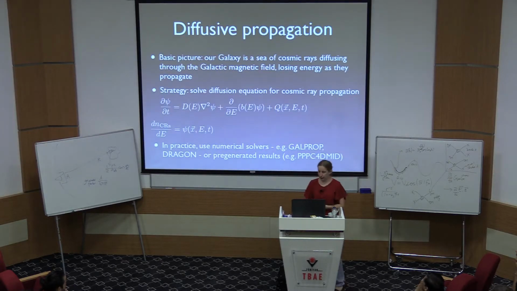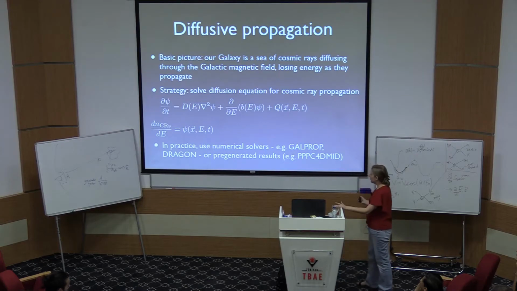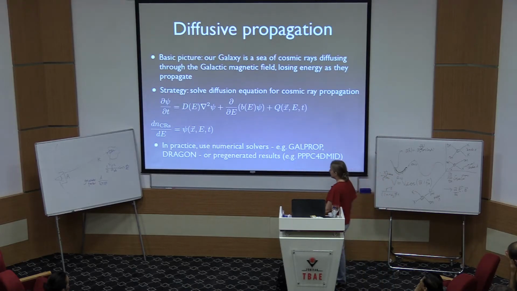So essentially, the strategy generally used here is to treat our galaxy as just a sea of cosmic rays diffusing through the galactic magnetic field. Schematically, what you're doing is just solving a diffusion equation. This has a term for spatial diffusion of the particles through the magnetic fields of the galaxy, which is energy dependent, controlled by this diffusion coefficient D of E. We usually assume it just has a power law dependence on energy.